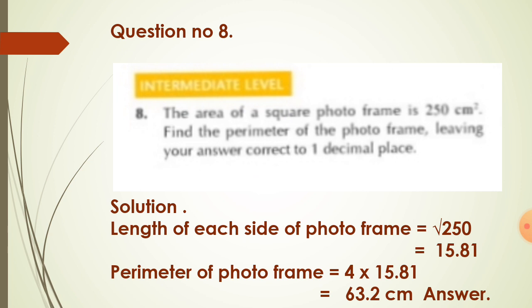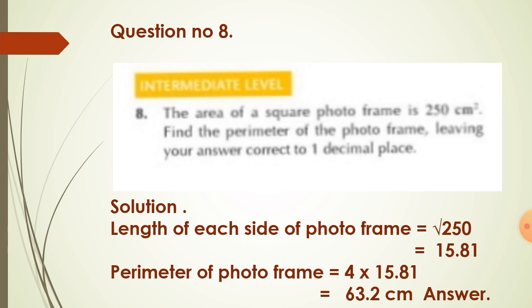Length of each side of the photo frame is equal to square root 250. It will be solved with the calculator. In a calculator there is a sign of square root. Type 250 and the answer will come 15.81.